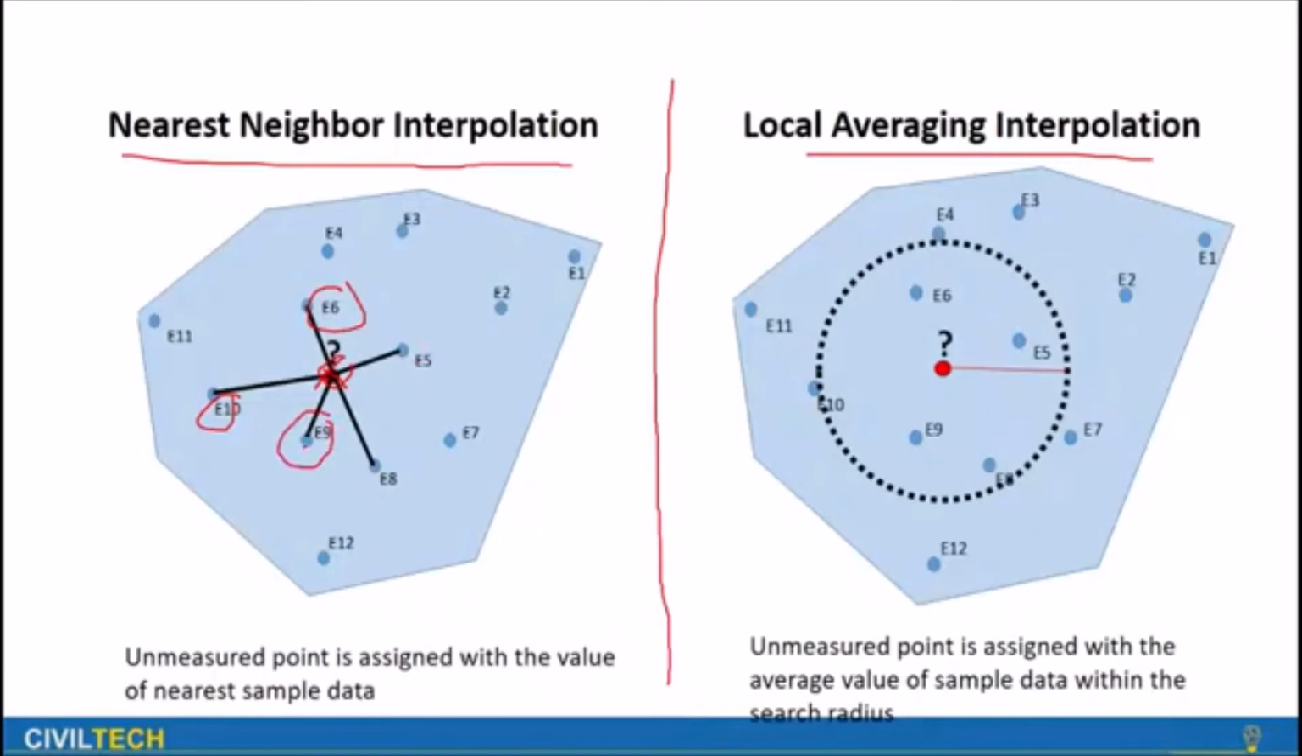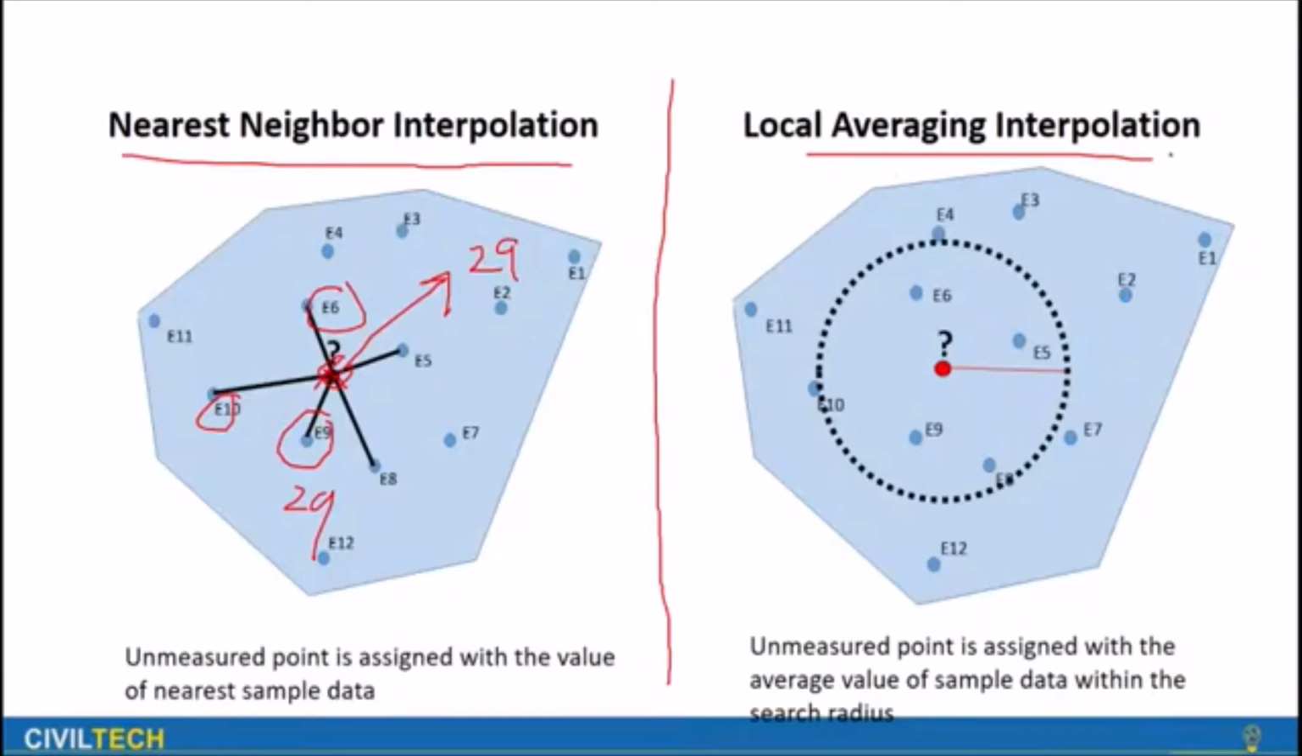So what is the value of E9? Let us say 29. So I'll just take the value of the unknown point as 29 straight away. There is no brilliant math involved in the nearest neighbor, right? It is just whichever is closer, I just take that value.